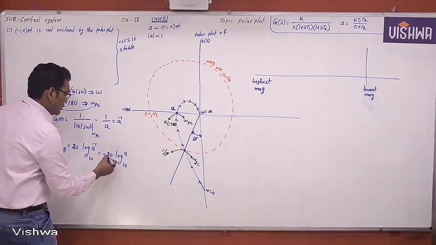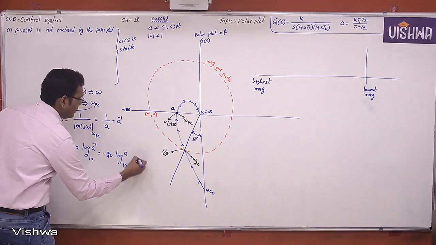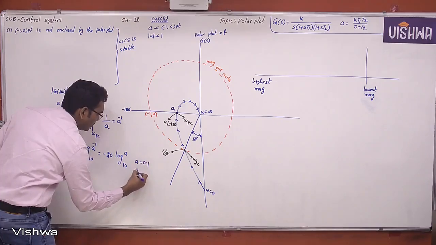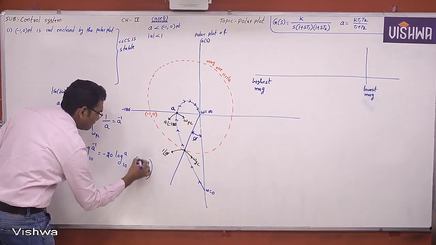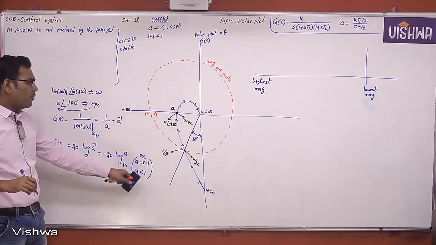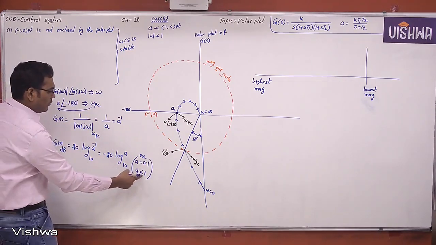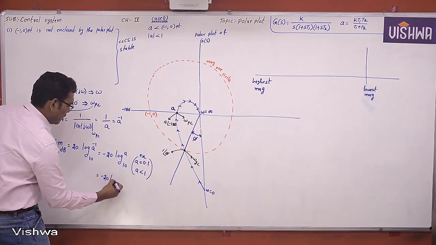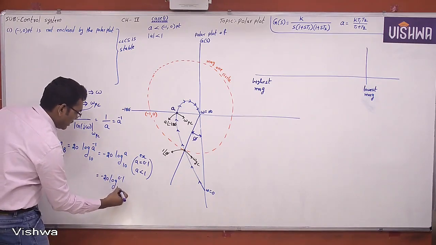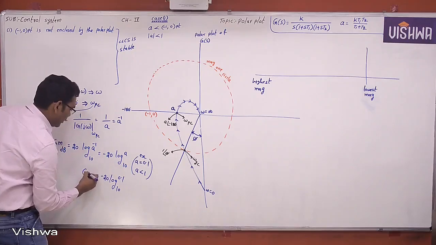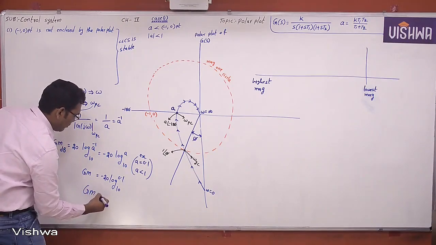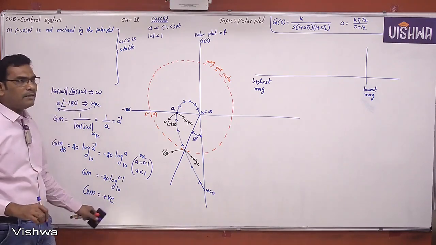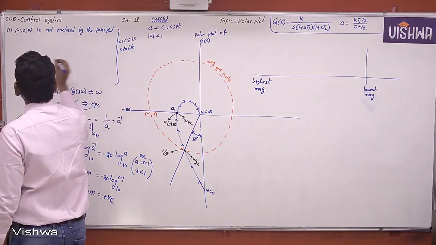Now see here, this is minus 20 log A base 10, where A is less than 1. So let us take A equal to 0.1, because A is less than 1, for example. You can take whatever value is less than 1. What is the answer? Minus 20 log 0.1 base 10. 0.1 means 10 power minus 1. Therefore, the gain margin is minus of minus, which is plus. So gain margin is positive, 100% positive. So the closed loop control system is stable.